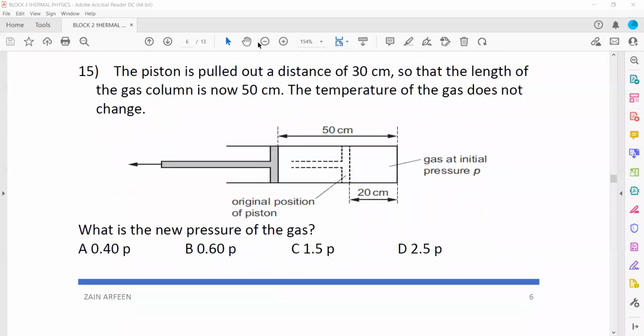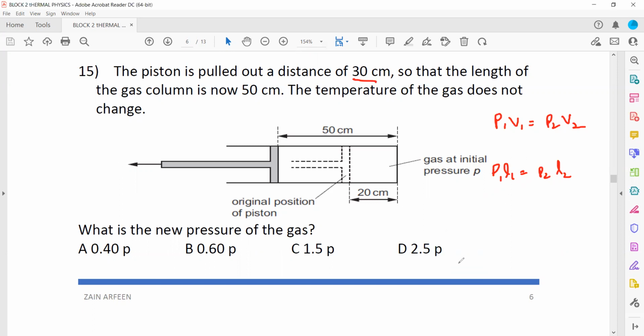In question 15, a piston is pulled out a distance of 30 centimeters so that the length of the gas in the column is now 50. The temperature does not change. Look, the formula is P1V1 equals P2V2. Because the area is constant, as you can see, area is not changing, we can also use the formula P1L1 equals P2L2, because the volume is changing due to the length. So if we know the length, we can use P1L1 equals P2L2.